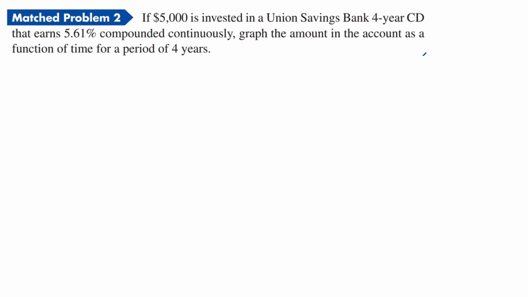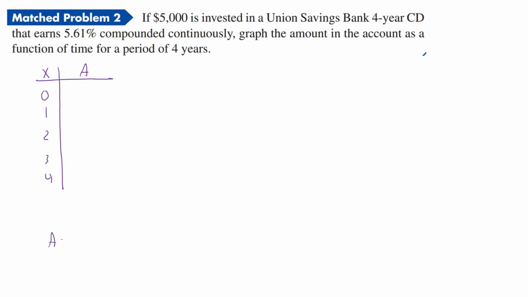So 5,000 is invested at a Union Saving Bank for your CD that earns 5.61% compounded continuously. Graph the amount in the account as a function of time for a period of 4 years. All right. So X and our future value. And we want to start at time 0 and then go to 1, 2, 3, 4.